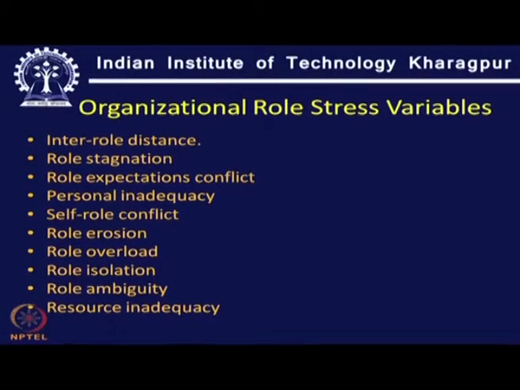Role expectation conflict: when different people try to expect different things from the same role, as we discussed under the matrix organization. If you have to report to two or three people and they have set different targets for you and expect different things from you, you really do not know which one to answer first, and that will lead to role expectation conflict. Personal inadequacy is where you feel you are not equipped enough to answer the demands of a particular role, or you do not have control over the resources that will help you answer to the particular role, which leads to a stress called personal inadequacy.